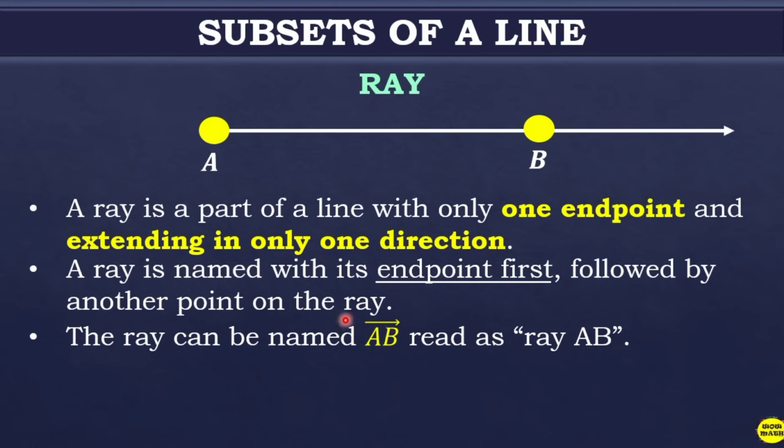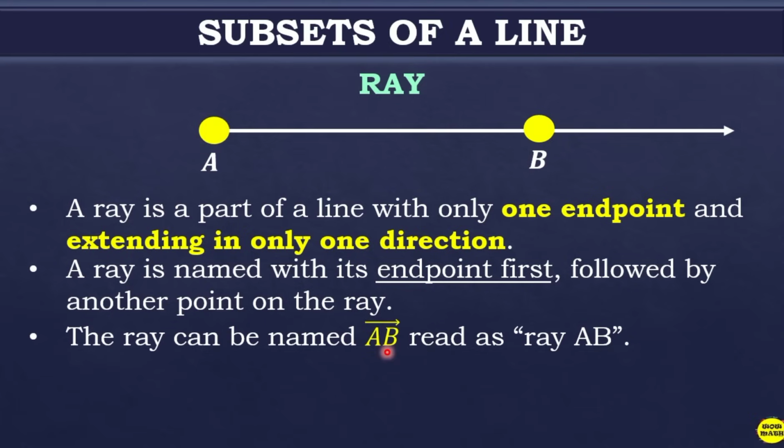So sabi ko nga, ang symbol po ng ating mga subsets ay kung ano mismo yung figure. Okay? Kapag line, 2 arrowheads. Kapag segment, dalawang endpoint po siya, wala siyang arrow. Kapag ray naman, endpoint and isang arrow. Kaya sabi dito, endpoint first. So, yun po ang mauuna. So, this figure can be named as ray AB. Magsimula po tayo sa endpoint and then yung infinite direction.